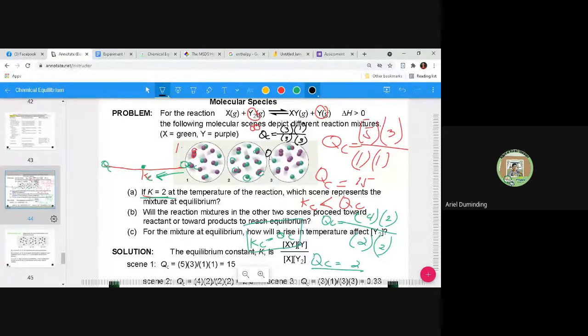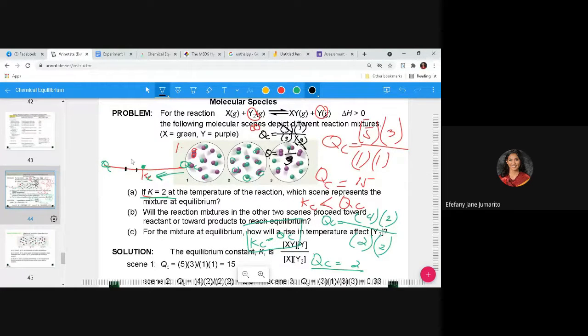3 times 1, QC is 3 times 1 over 3, which is 1/3. Now, if we have 1/3, that is less than KC, no?